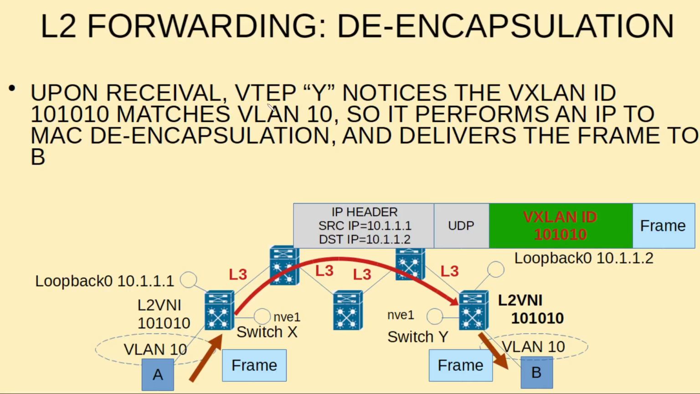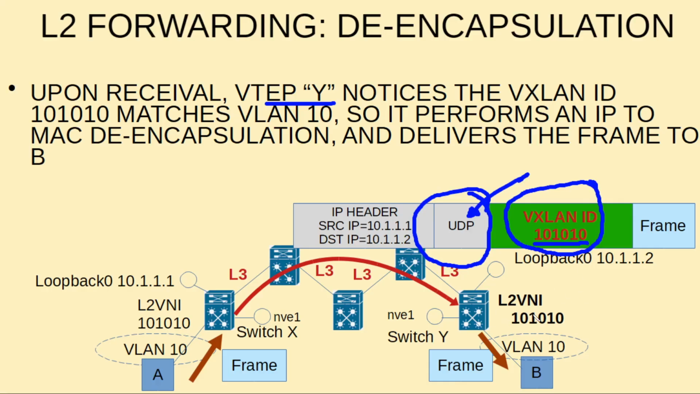Now, upon arrival, VTEP Y is going to notice that it is actually a VXLAN packet, because it is going to see that in the destination port for this UDP header, and then it is going to examine what is inside the VXLAN header. It is going to notice that it is including this VNID. Given this destination VTEP already has this mapping between this VNID and the VLAN 10, it is going to know that this frame belongs to VLAN 10. It is going to de-encapsulate it, and it is going to forward it to the destination device that is connected to it.